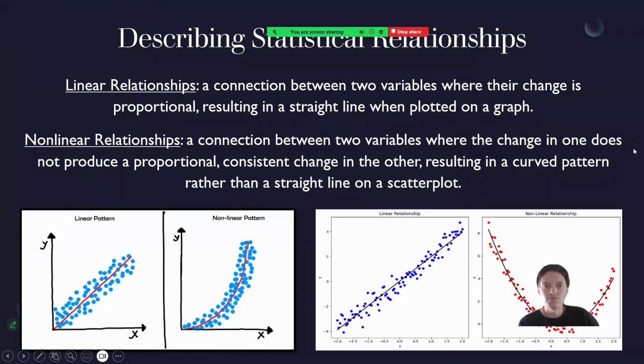A linear relationship is a connection between two variables where their change is proportional, as one moves, the other moves in proportion, resulting in a straight line when they're plotted on the graph. Nonlinear means the two variables don't move in that fashion. A change in one does not produce a proportional, consistent change in the other. So it results in more of a curved pattern rather than more of a straight line on a scatter plot. And again, visually, I think you can see these pretty easily, that linear follows this very predictable line pattern versus nonlinear follows more of a curved pattern.